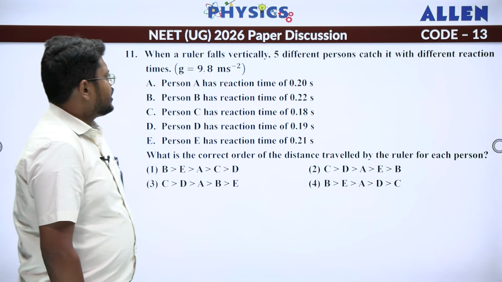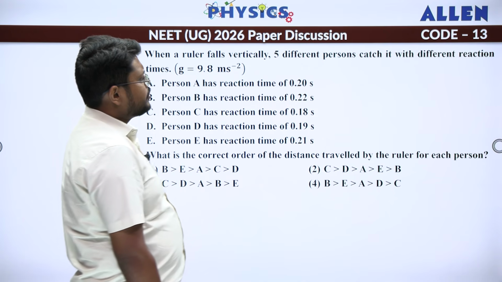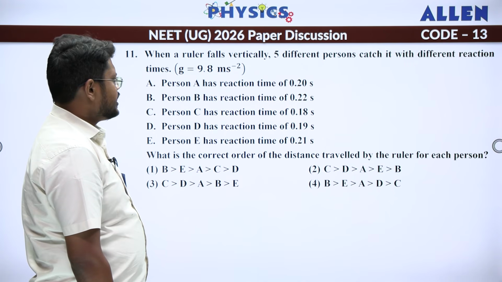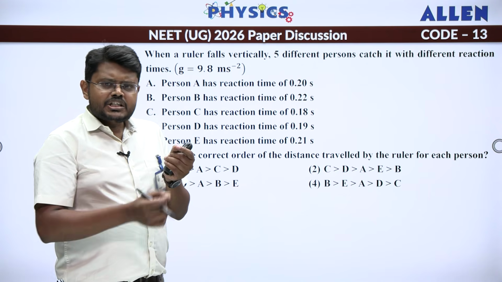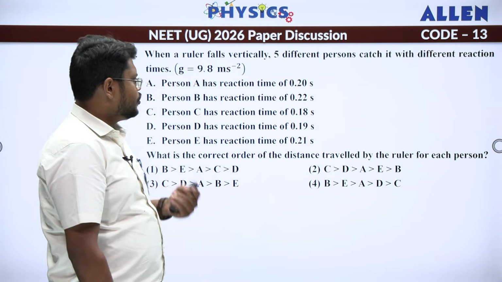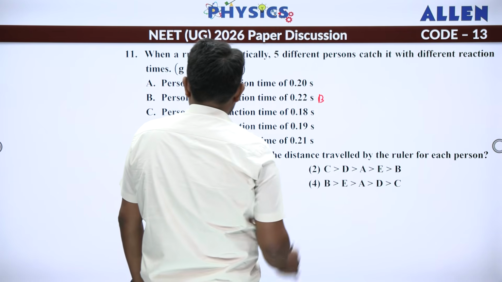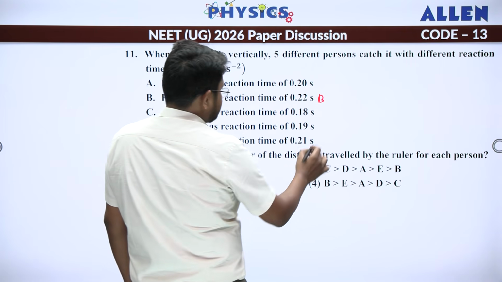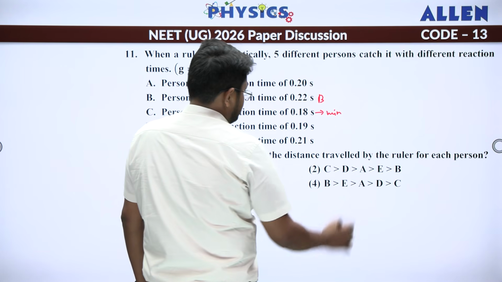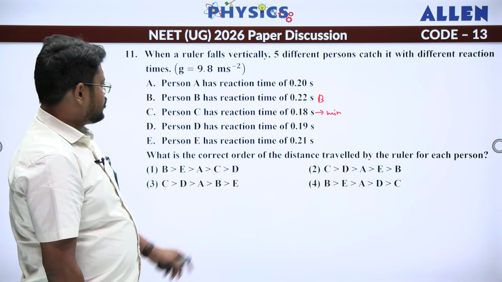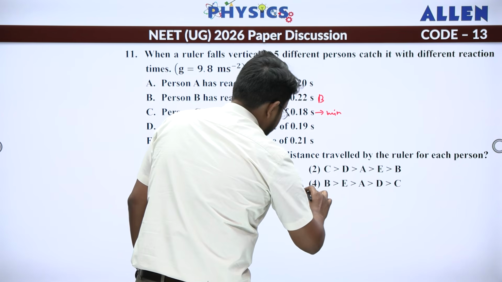Next question, when a ruler falls vertically, 5 different persons catch it with different reaction times. So, see here, for whichever reaction time is more, in that situation distance travelled will be more. So, for B distance travelled is going to be maximum and for C distance travelled is going to be minimum. So, now we can check the options. So, B will have maximum and C will have minimum. So, the correct option is fourth one.